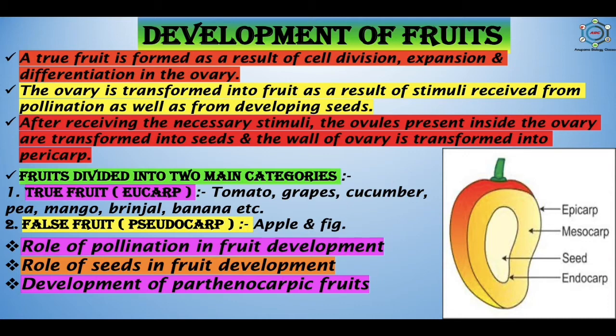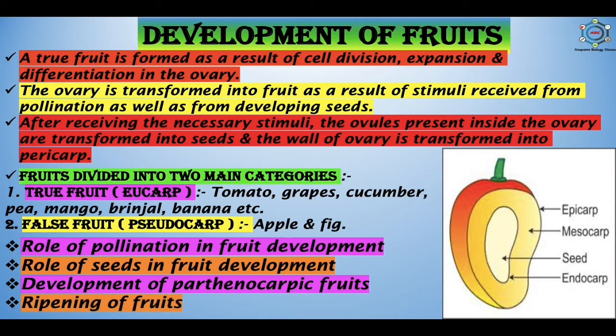As examples, you can see the fruits formed as a result of ovary development without pollination, like in the case of citrus, banana and pineapple; they are seedless. Fruits are also formed by stimulation by the pollen, that means pollination, but without fertilization, like in the case of orchids. So there are many examples of parthenocarpic fruits.